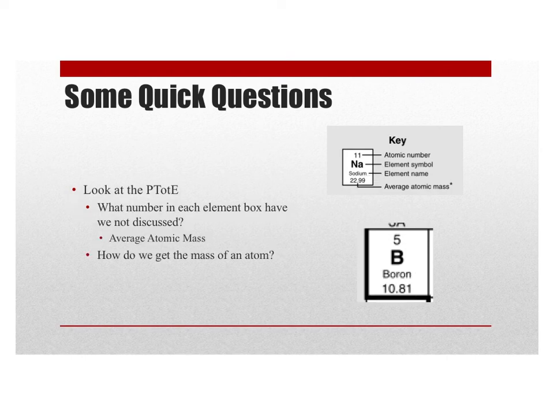Now you'll notice that it has the word mass in it. And so our question is, how do we go about getting the mass of an atom? Well, we already know the answer to that. In order to figure out the mass of the atom, we add protons plus neutrons.